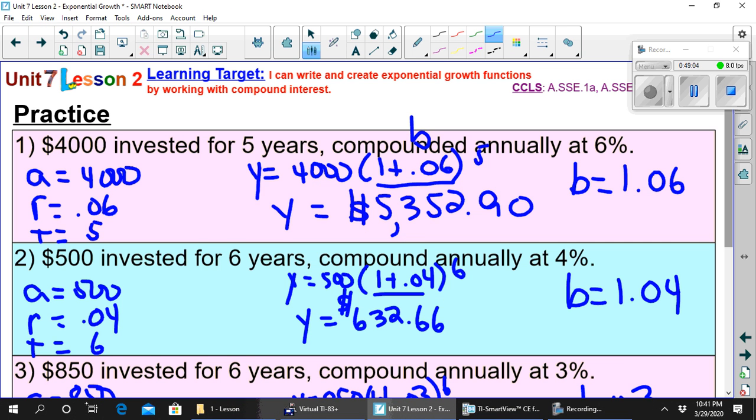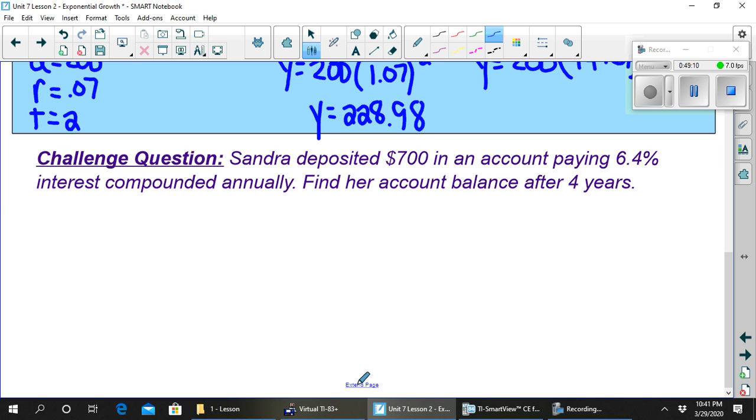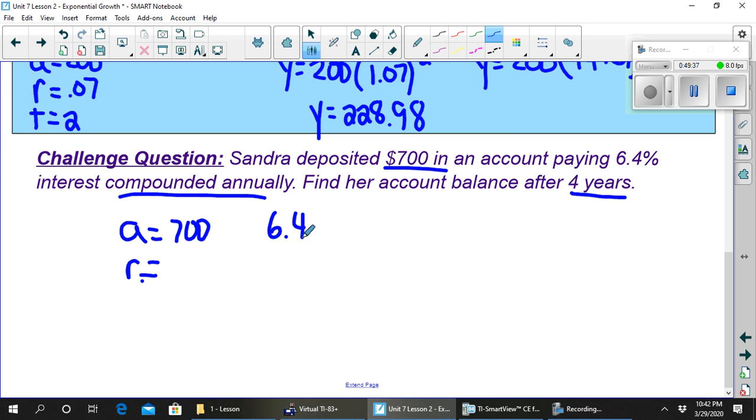Right. The last one, it's really not much of a challenge question. Let me go down to it. Sandy deposits $700 into her account, paying 6.4%. Find her account balance after 4 years, compounded annually. Not really that much of a difficult question at all. A equals the amount that she started with, which was 700. The R equals the 6.4%, so I'm just going to go 6.4, this 1, 2, so that's 0.064.